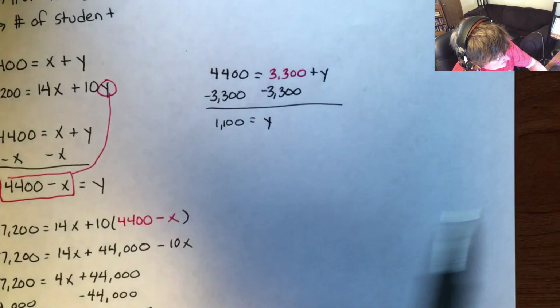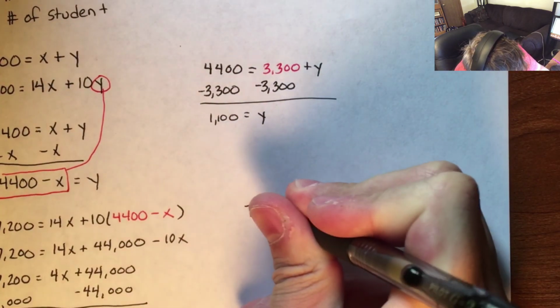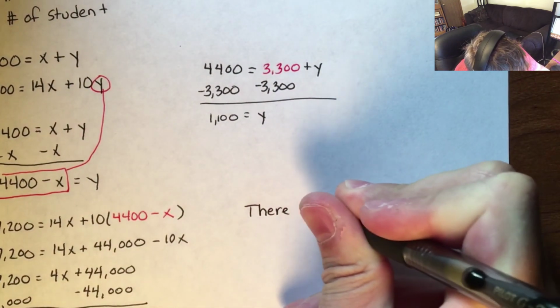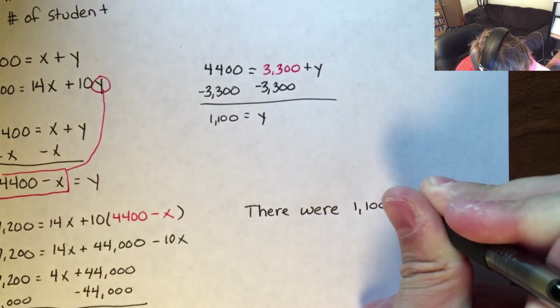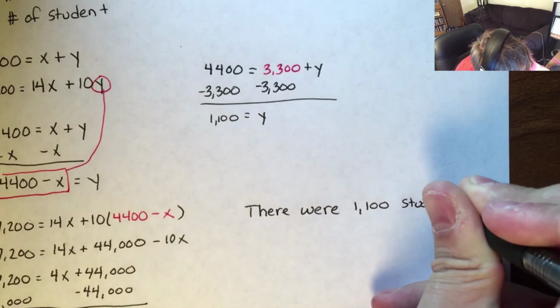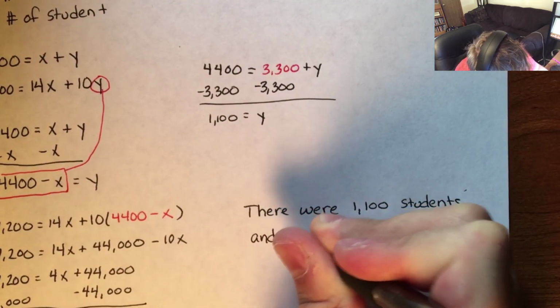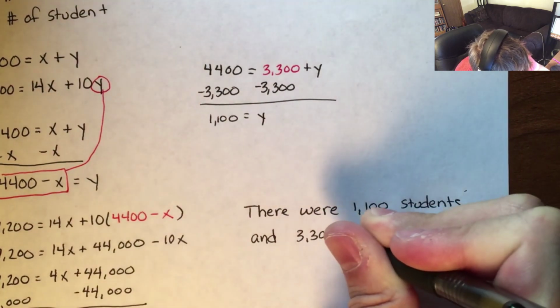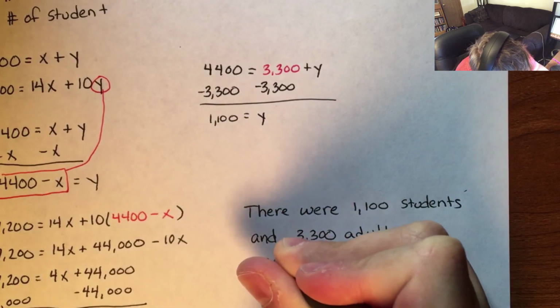So this means that I just have to write my answer. There were 1,100 students and 3,300 adults admitted.